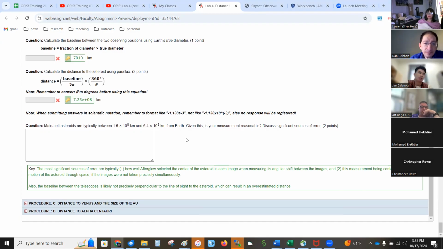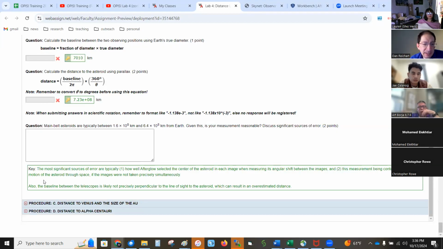Sources of error. How well you selected the center of the asteroid in each image. And how close were they in time? Because the more seconds that are between them, the more of a shift you can have due to motion of one with respect to the other.